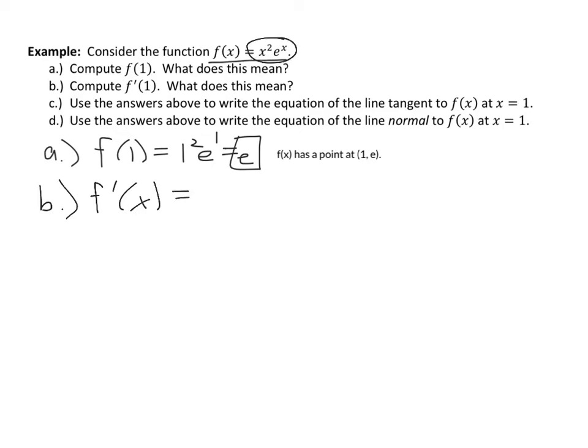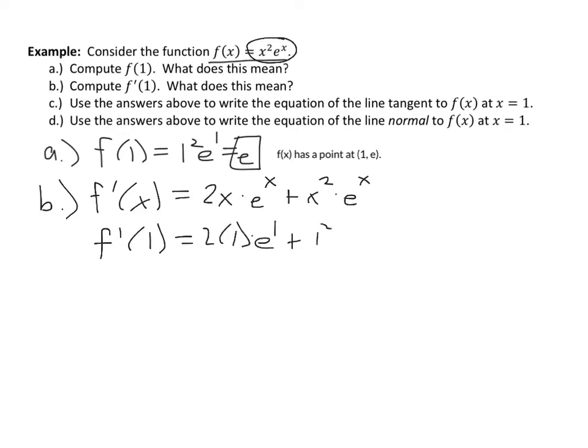And to do this derivative, we're going to need to use the product rule. So I do the derivative of the first thing times leave the second thing alone, plus leave the first thing alone times the derivative of the second thing. So there it is. That's f prime of x. Now f prime of 1 just means I plug in 1 in all of these spots. 2 times 1 times e to the 1 plus 1 squared e to the 1. This is all just a really fancy way of saying 3e.